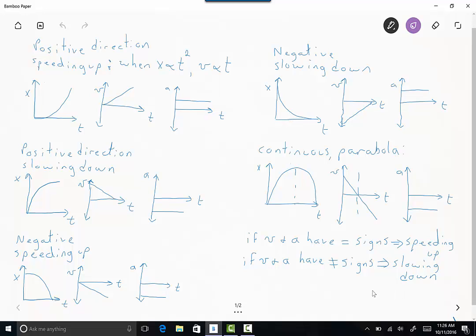So this setup of graphs, the position, velocity, and acceleration, all versus time graphs, are something that you should be able to recognize for the test.